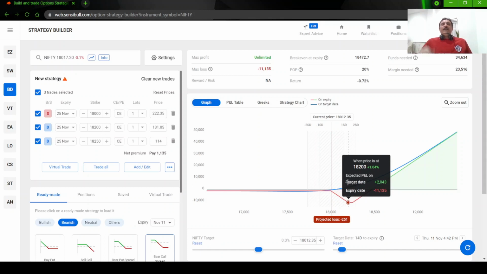Now you have taken at 18,000, tomorrow market goes to 18,100. So you gain 100 points, right? Means see, when it goes to 18,100, at expiry it will give a 6,100 rupees loss. But tomorrow it will give 600 rupees profit, right? You can always book the profit and come out.